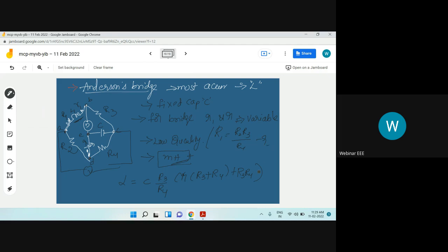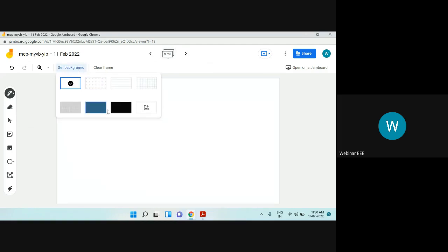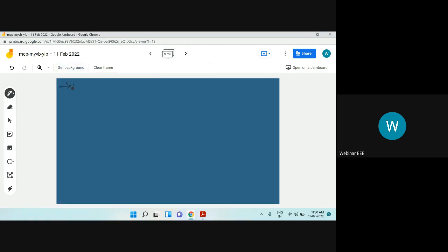In any sort of bridge, what you have to remember is how to balance the bridge. The main disadvantages of this Anderson's bridge are that it is complex in structure and the shielding of the bridge is also much complicated. Next we are going to learn about measurement of capacitance.